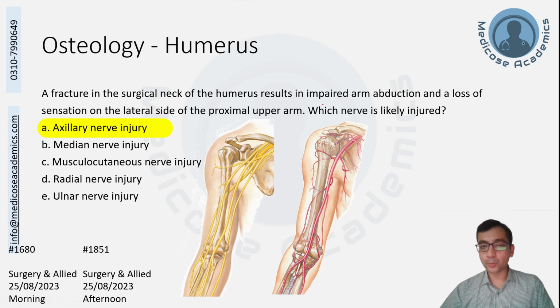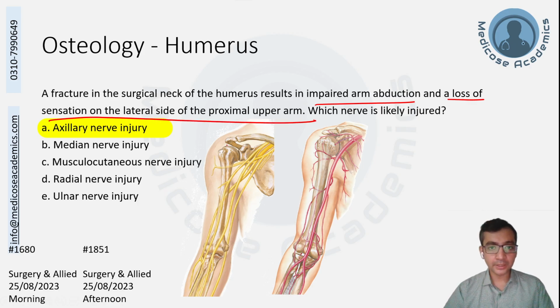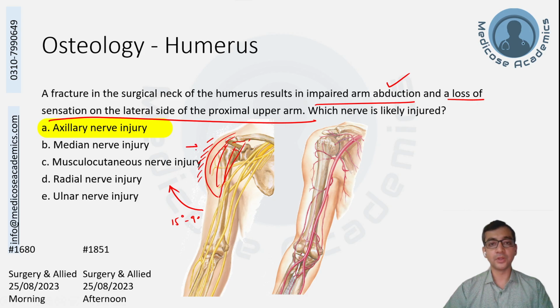Let's talk about the second one, that is impaired abduction and the loss of sensation over the lateral aspect of proximal arm. So here is the muscle that is deltoid muscle starting from here getting attached till here. So that is responsible for the abduction of the shoulder joint from 15 to 90 degree. So that's the loss of abduction, and the skin over this area is also supplied by this nerve. So that is the loss of the sensation on the upper lateral aspect of arm.